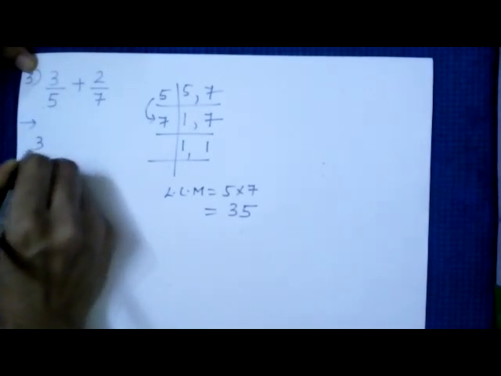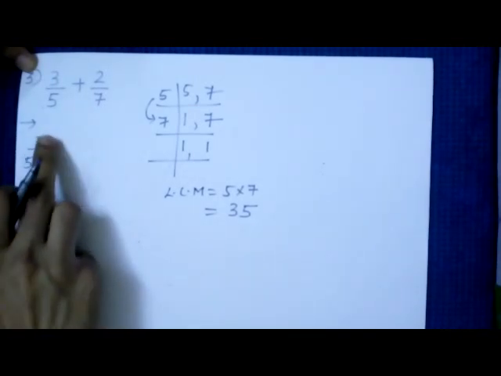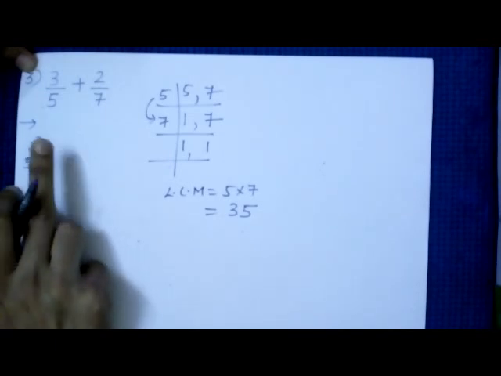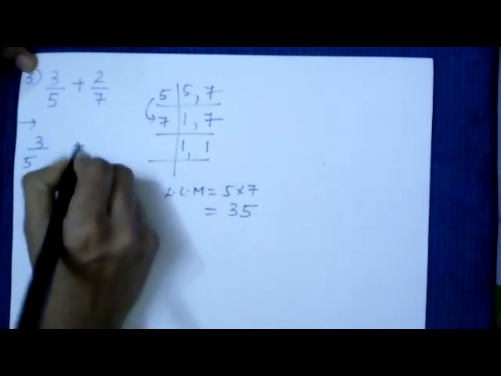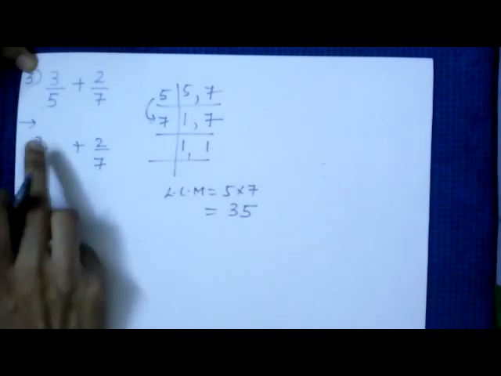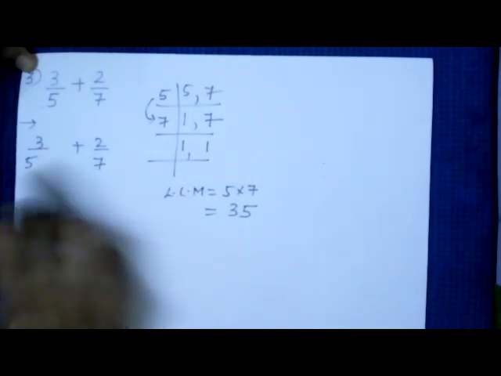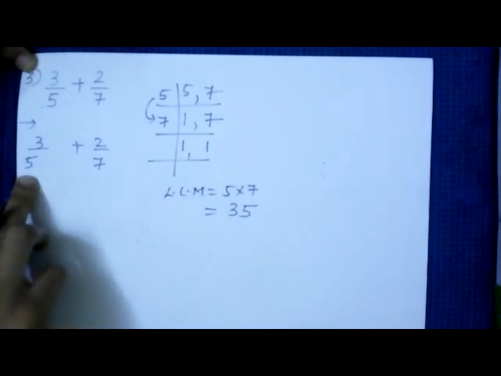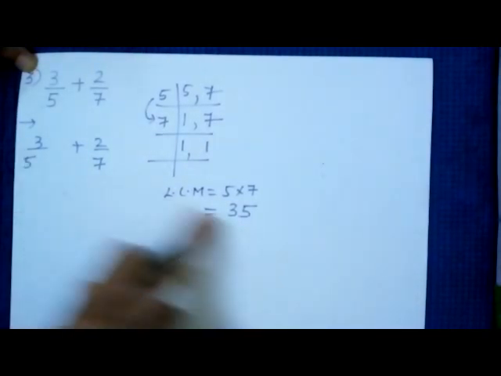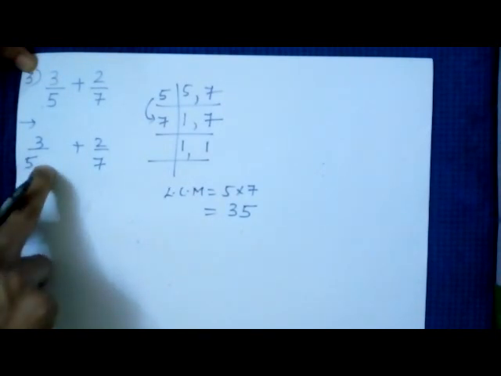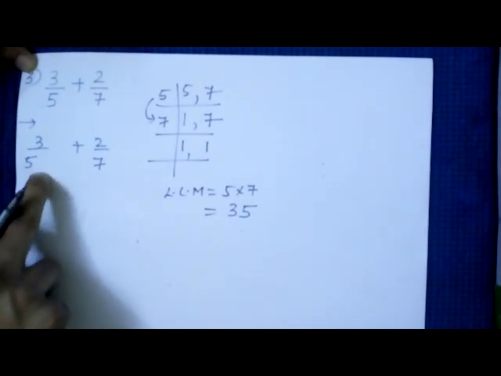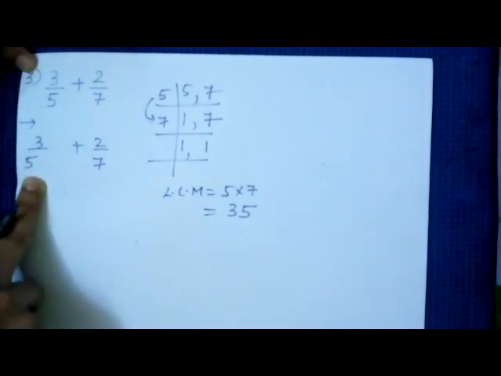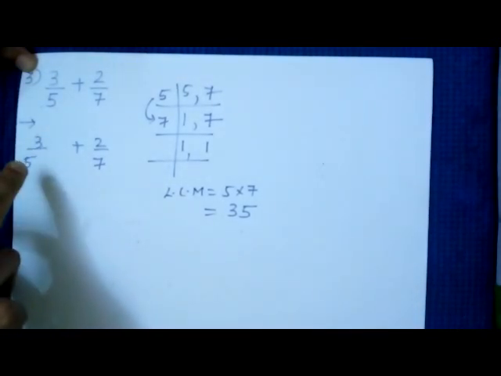Our first fraction is 3 upon 5. Now you know that we need to multiply this fraction with some number to make the denominator 35. So leave some space and write here 2 upon 7. Now the first fraction is 3 upon 5. Our LCM is 35. So you need to think, 5 how many times will give you 35. You need to speak out the table of 5 and check that 5 how many times is 35. So we know that 5 sevens is 35. So this fraction we will multiply by 7.